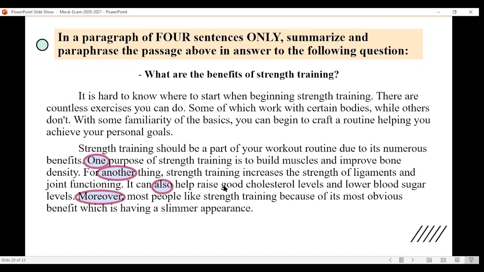It can also help raise good cholesterol levels and lower blood sugar levels. Lower means it decreases, so I can use another word like reduce or decrease. Raise means the same as increase, so I can use increase cholesterol levels. Okay, so this is what we're doing. After you find your 4 ideas, you try to paraphrase some of the words. We change one word and we will get the mark. Okay, that's it for summary. Are there any questions?